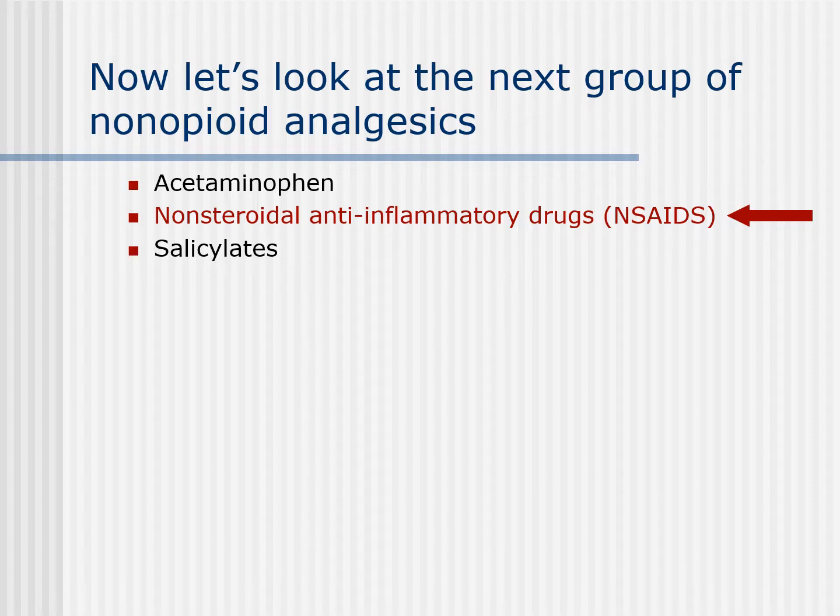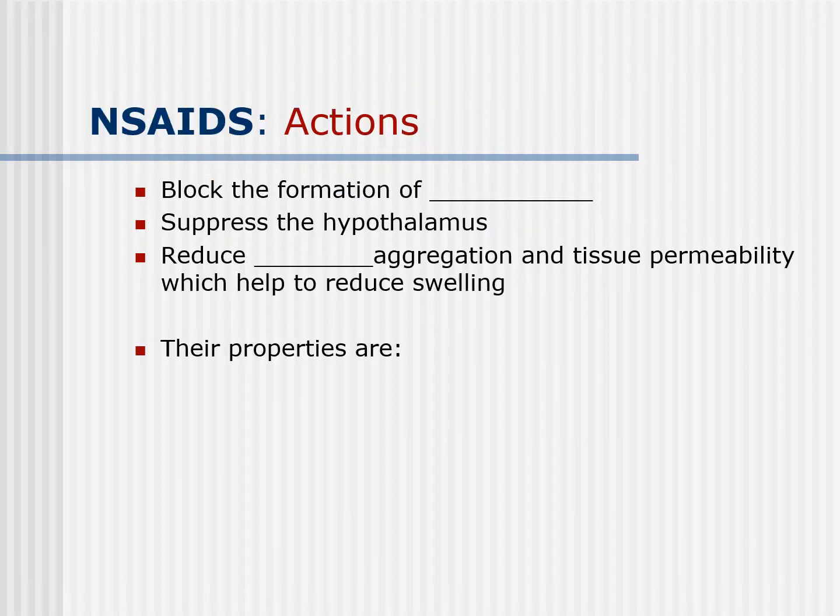Remember, this is the tip that steroids are the top of the line anti-inflammatories, which is good, but not without problems. So non-steroidal anti-inflammatories block the formation of prostaglandins, they suppress the hypothalamus, they reduce platelet aggregation and tissue permeability, which helps to reduce swelling.